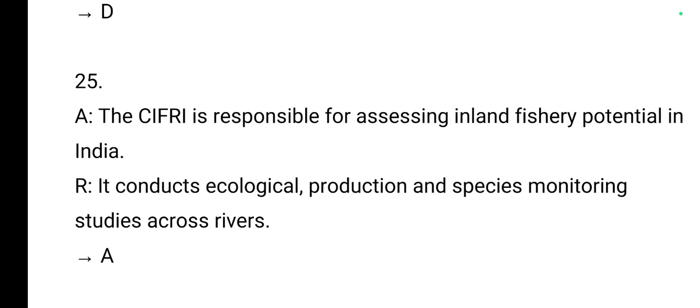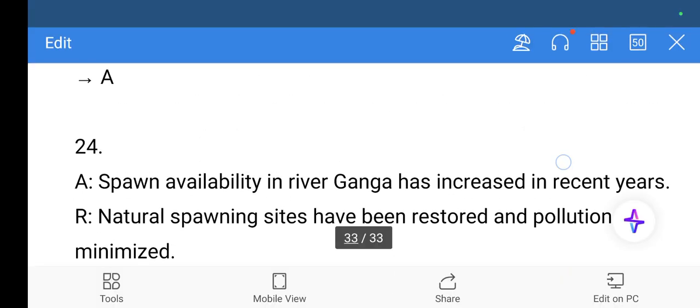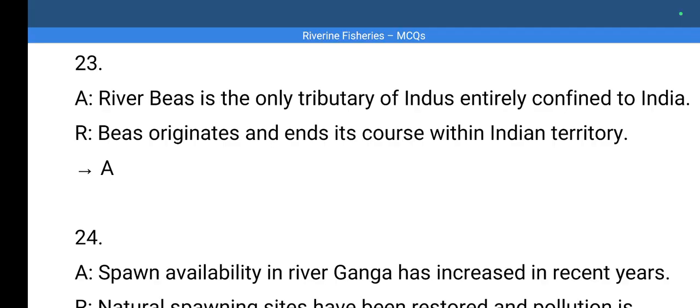In this we discussed MCQs related to riverine fisheries as well as some assertion and reason type questions. And I hope that questions may come into an exam from this section.